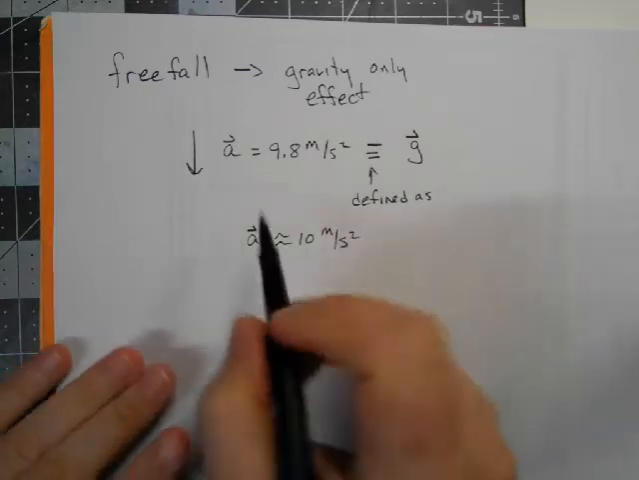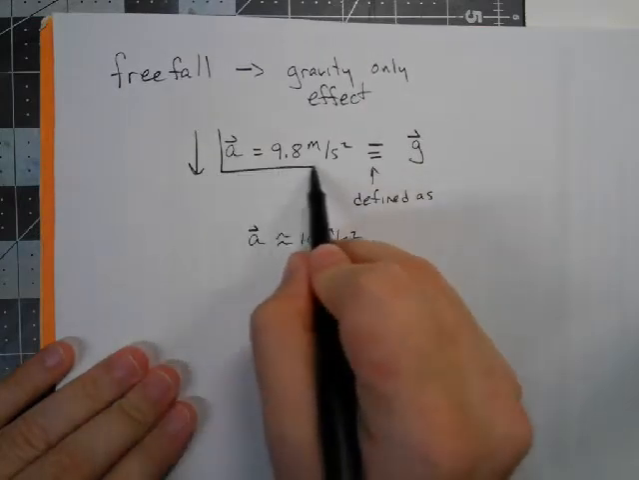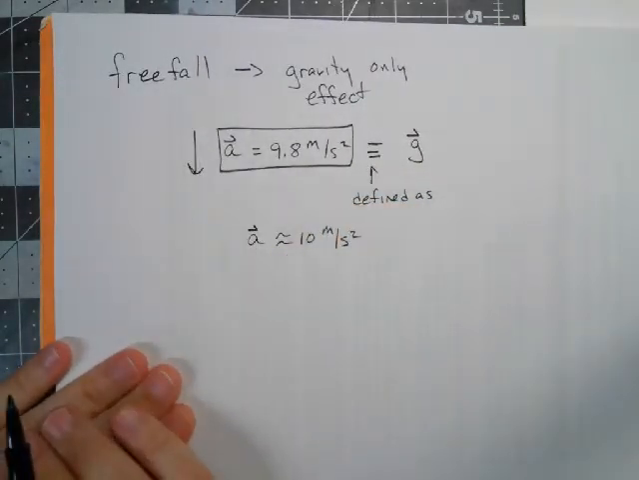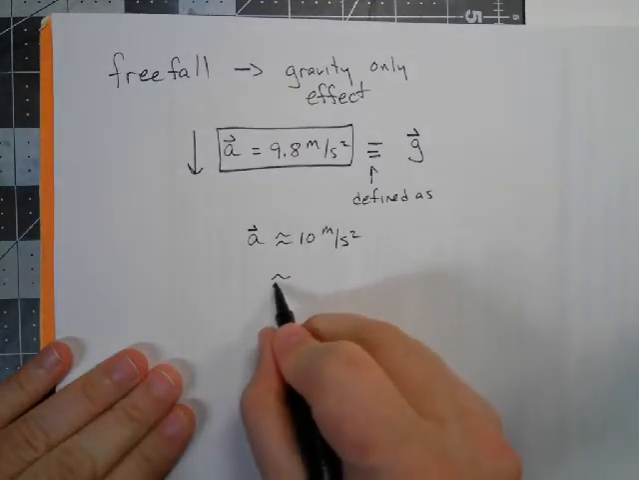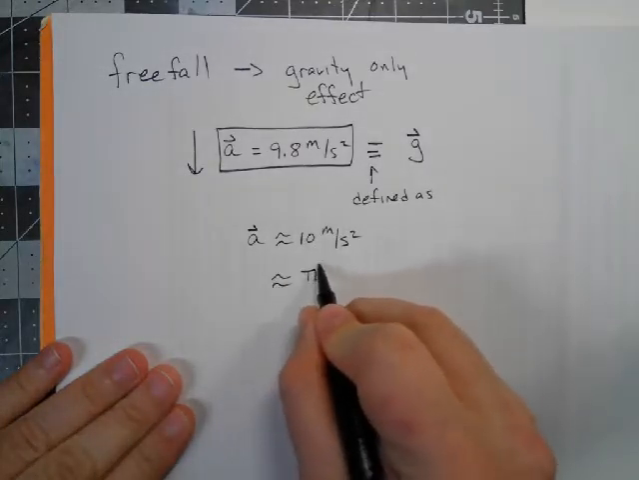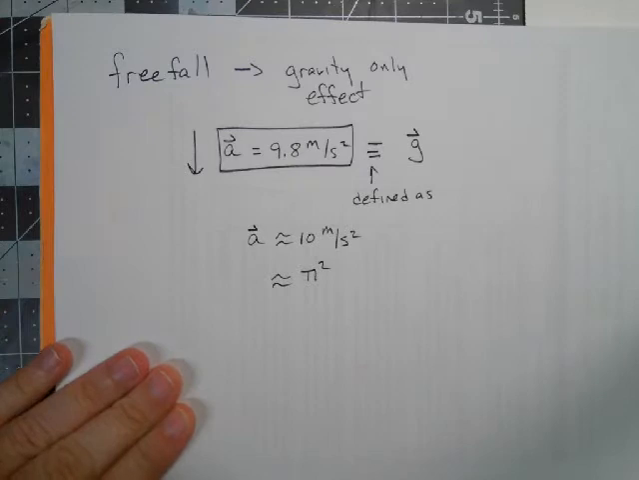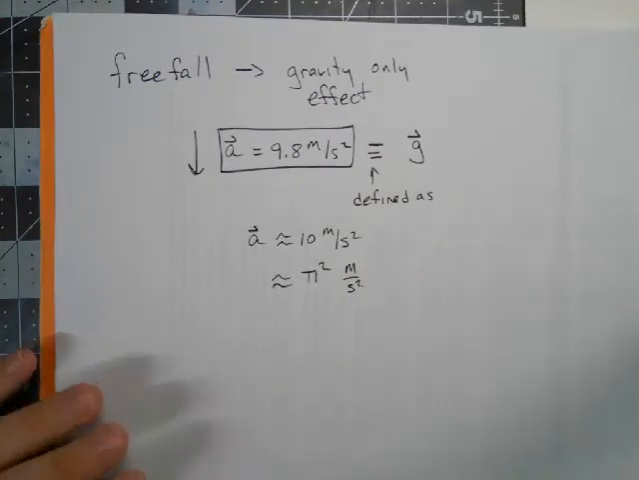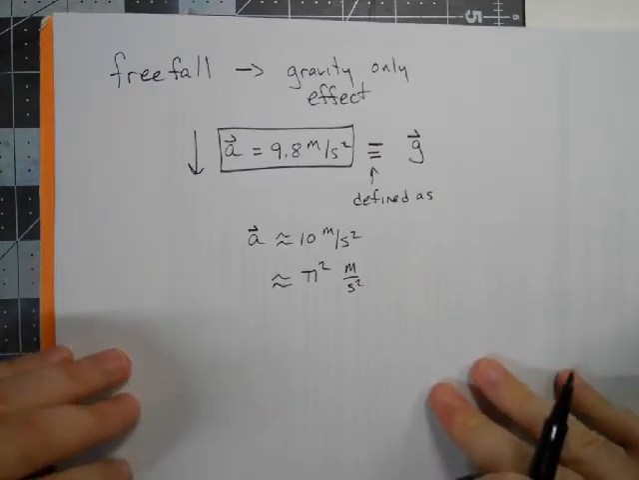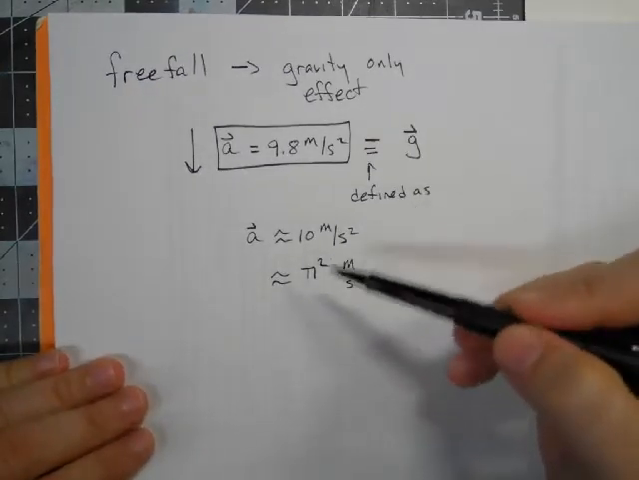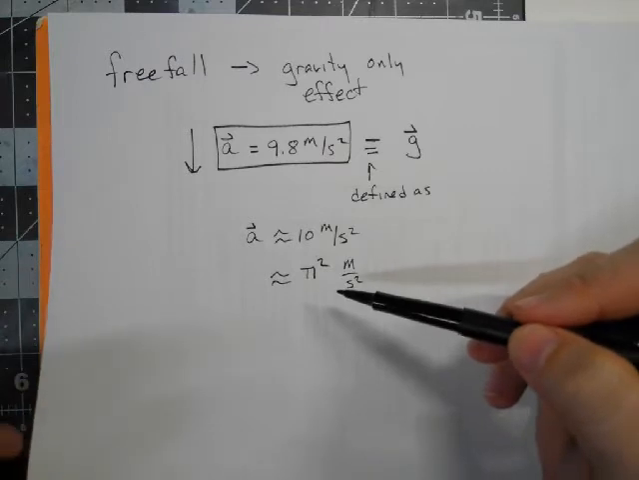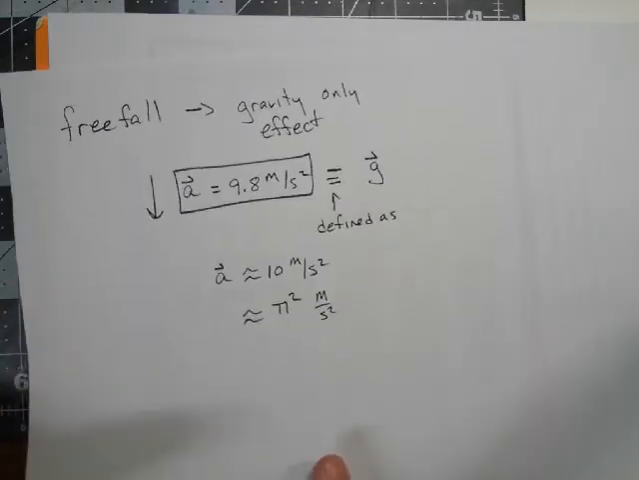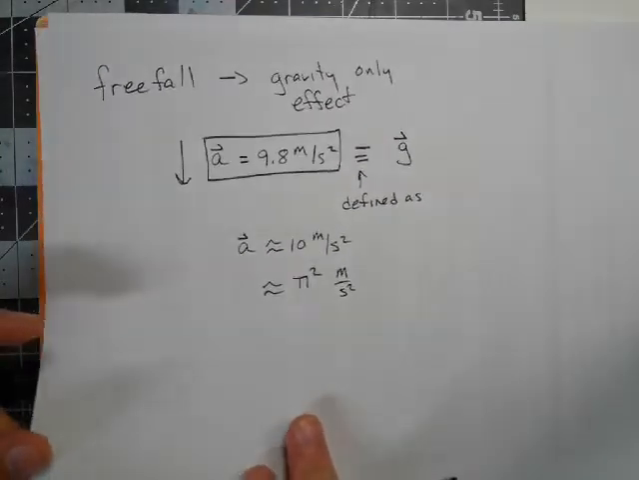10 is enough. If you're solving problems for WebAssign, your acceleration is always 9.8. Coincidentally, this is almost pi squared meters per second squared. But that's just a coincidence. Actually, it's not. It has to do with, oddly enough, clock pendulums and trying to define the meter. And we'll talk about that at the end of the semester.